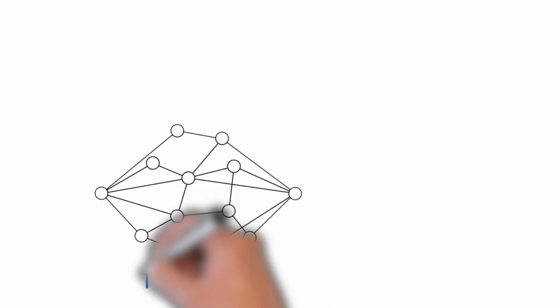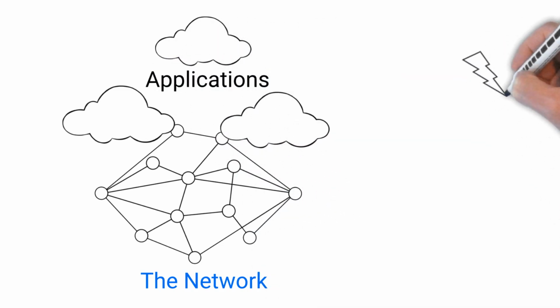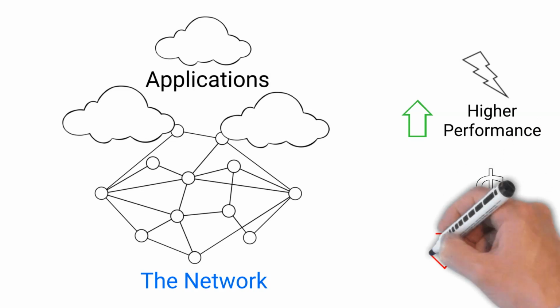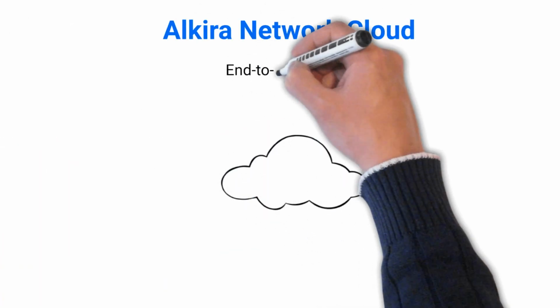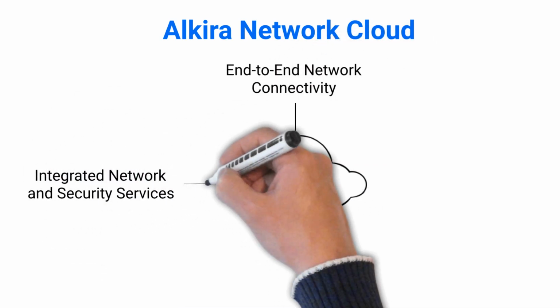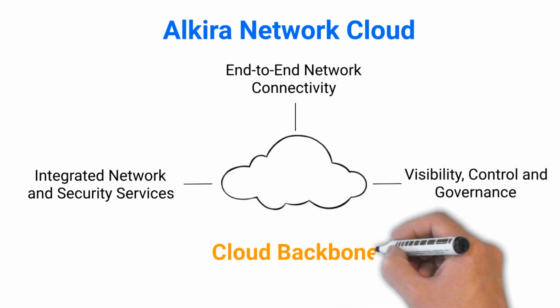The network is a bloodline of modern business communications. Enterprises need a network that addresses the needs of the cloud era, with higher performance and lower price points. Alkira Network Cloud is the network reinvented for the cloud era, and it has just become even better. Introducing Alkira Cloud Backbone, delivered as a service.